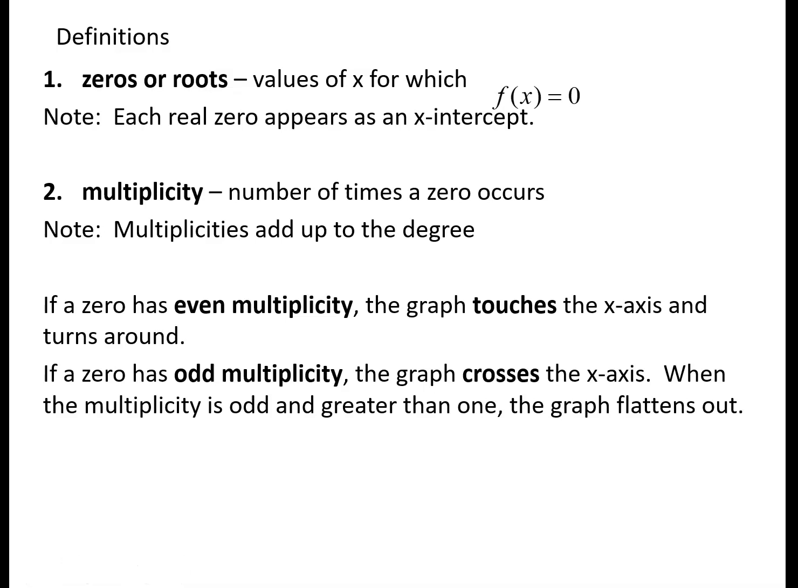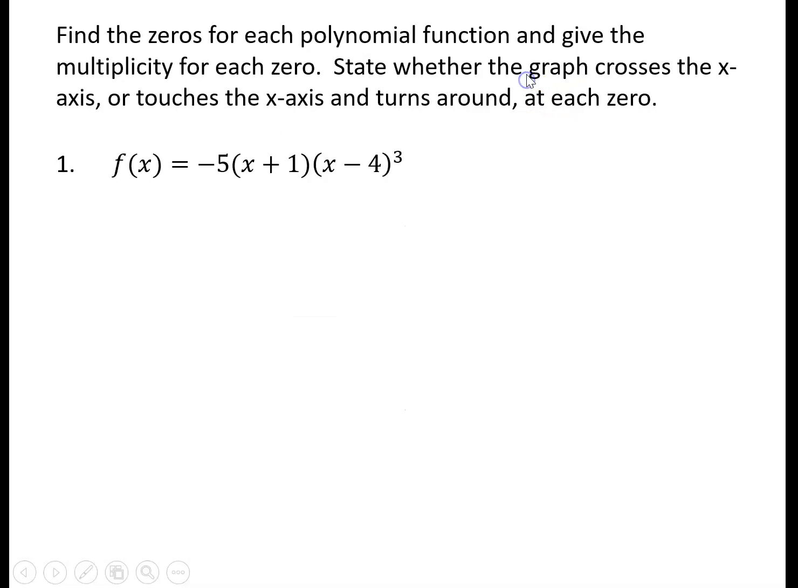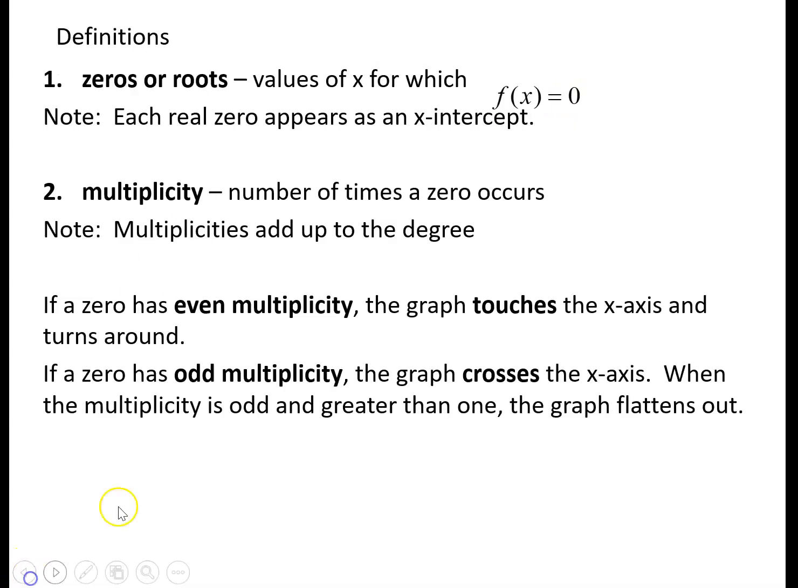Next part, we will be finding the x-intercepts. Now, there are a few things we need to go over first. We've already talked about zeros or roots, but we have that again here. So let's review that those are the values of x for which the function equals 0. This f of x equals 0.